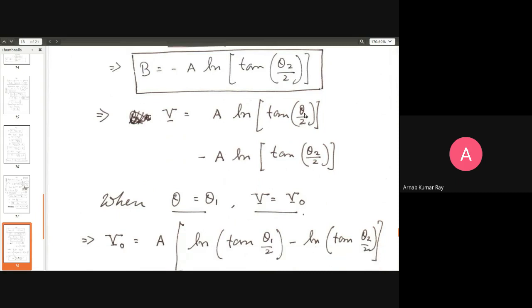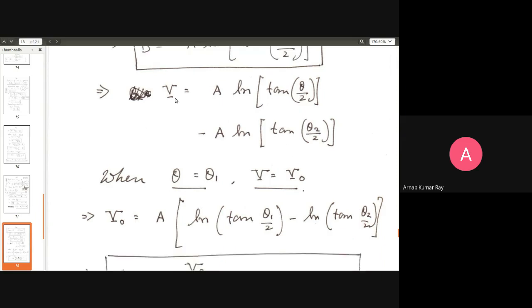So when theta is equal to theta 1, V is equal to V naught. As I said, hereafter there's no physics really. We are just doing a whole lot of differential calculus problems, solving a lot of calculus problems. So theta is equal to theta 1, V is equal to V naught. Let us see. We have V naught equal to capital A log tan theta 1 by 2, minus, taking A as a common factor, A times the square bracket, minus log tan theta 2 by 2.